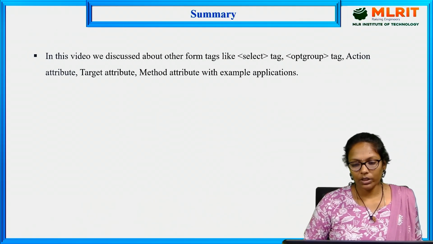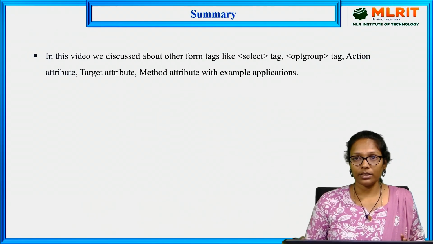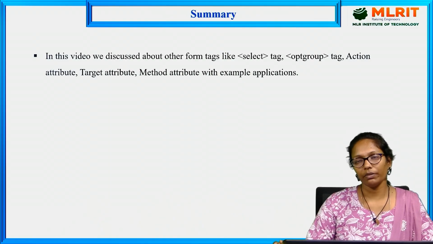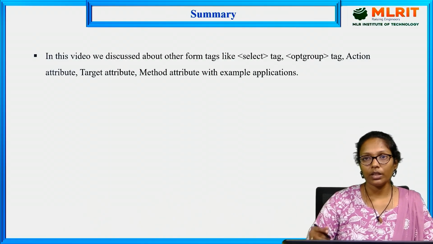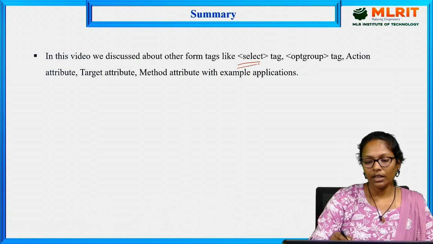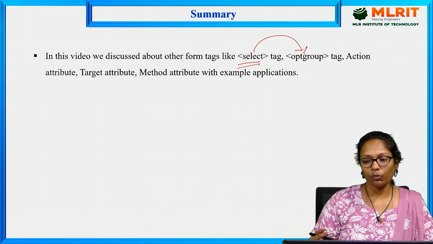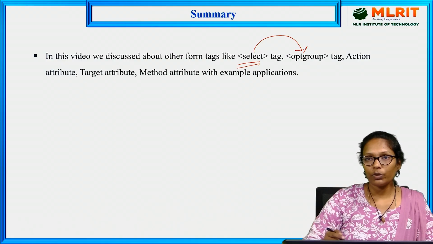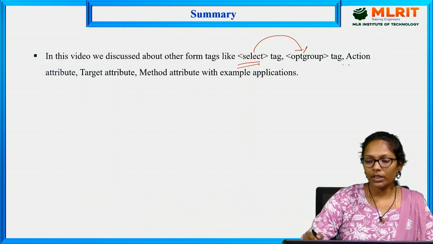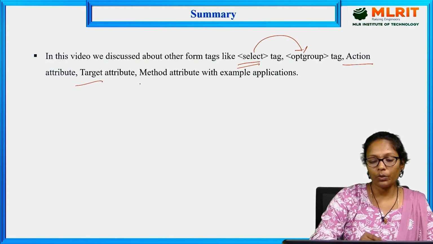So that's about this form tag's continuation. In the form tag, we have different subtags, where we mainly discussed the select tag, where in the select tag we also used optgroup, with which you can group a set of options. And along with the form tag, we have three main attributes: the action attribute, the target attribute, and the method attribute.